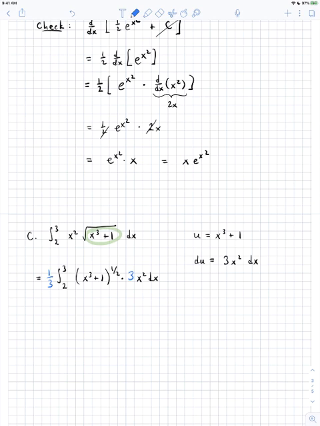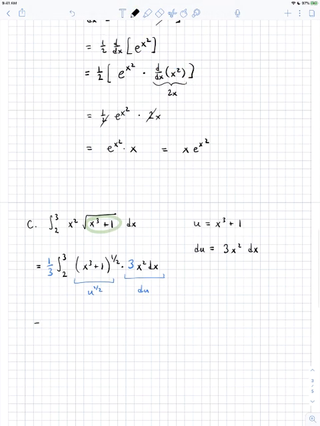So now we have x cubed plus 1 to the 1/2, that's u to the 1/2. And then our 3x squared dx, that's our du. So what does that tell us? That tells us we have 1/3 times a definite integral. Let's talk about the limits of integration in a second. The first thing we're going to do is write this as u to the 1/2 du. Now, one thing I cannot do is simply write 2 to 3 for this definite integral.